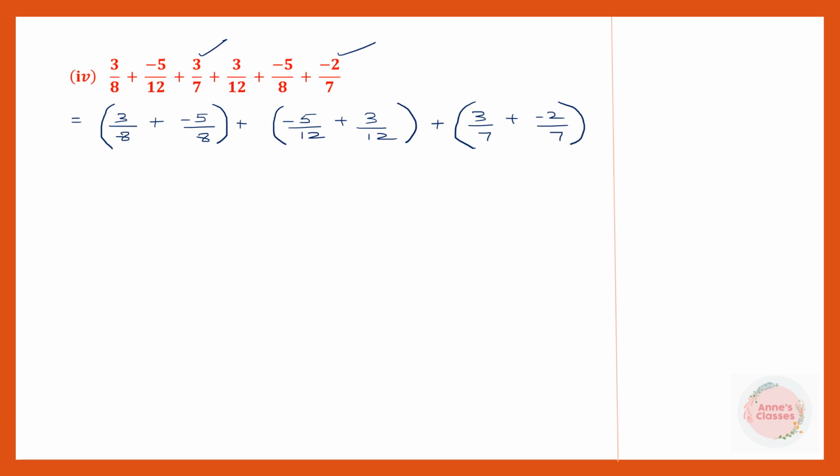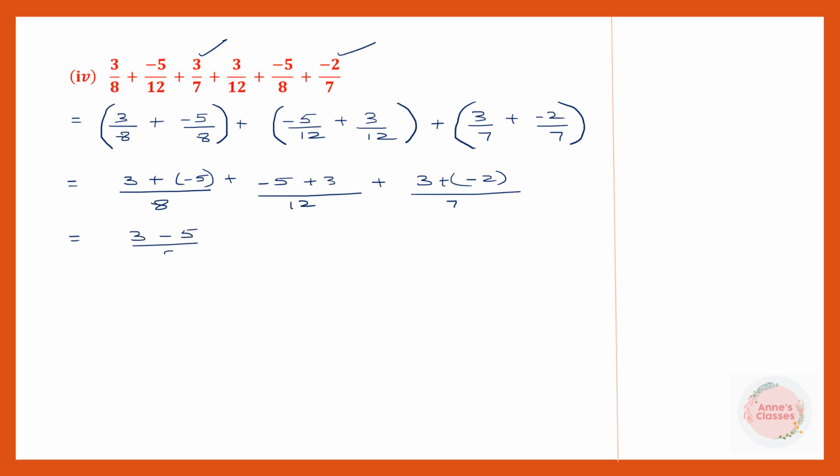Now let's work this out and see. So here we'll have denominator 8, numerators are the same, 3 plus minus 5, plus here also our denominator is 12 and the numerators remain the same, minus 5 plus 3, plus here again we have 7 and 3 plus minus 2. So now let's simplify this. So this becomes 3 minus 5 by 8.